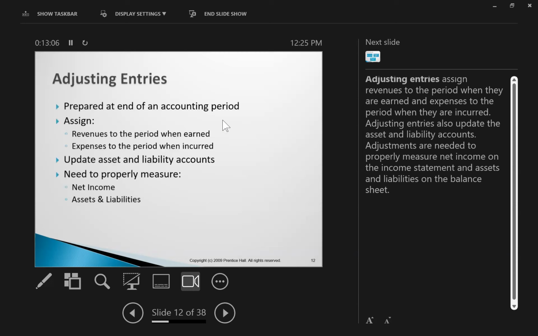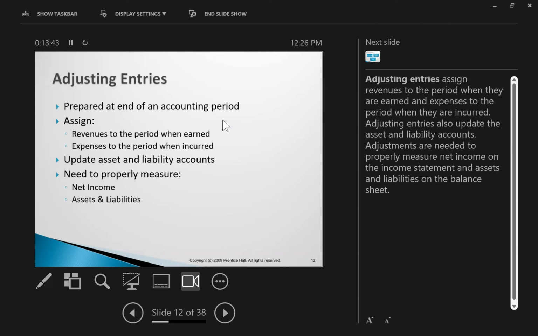So when we update these accounts, these are called adjustments, and we have to do adjusting entries. No cash is changing hands. That's the big thing here. No cash is changing hands. We're simply recognizing expenses and we're recognizing revenues. So adjusting entries assign revenues to the period when they are earned and expenses to the period when they are incurred. Adjusting entries also update the asset and liability accounts.